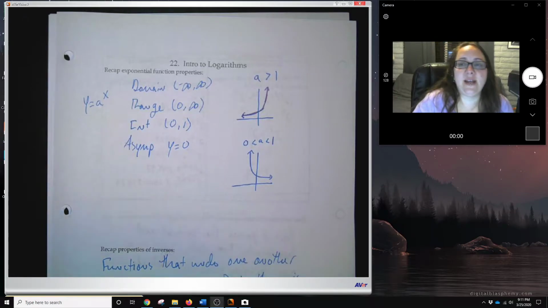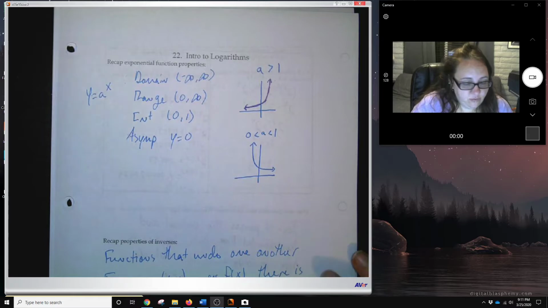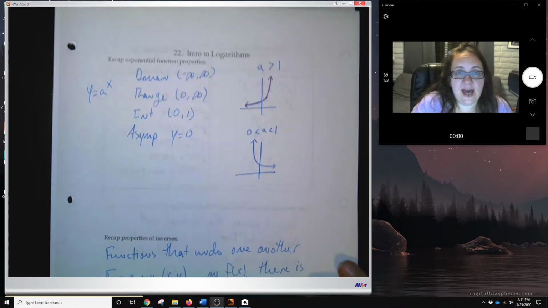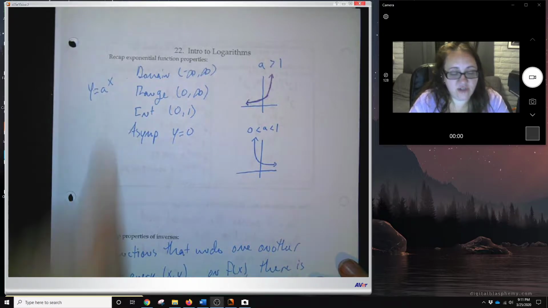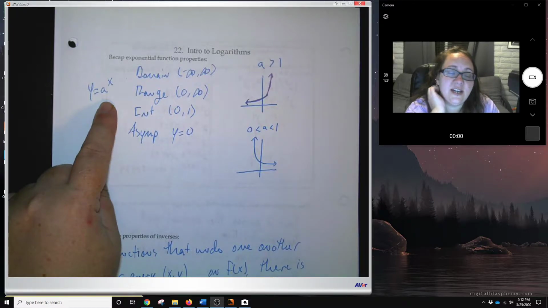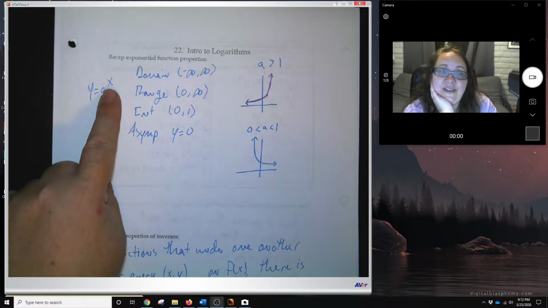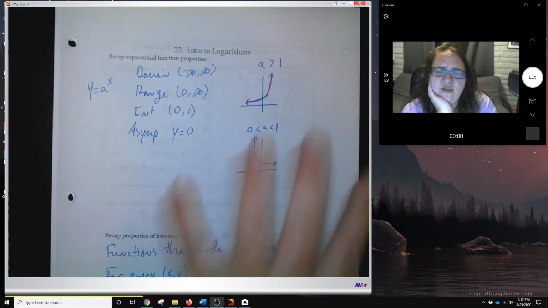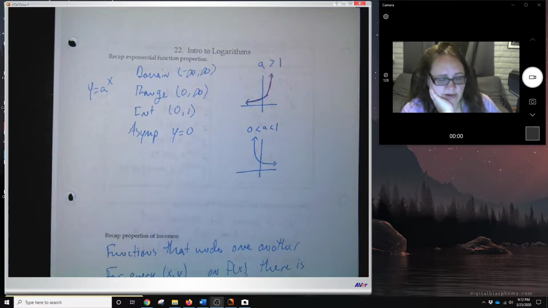Okay, so the next thing we're going to talk about are logarithms. A quick reminder before we start talking about logarithms that in the last set of notes we talked about exponential functions. The domain of an exponential is all real numbers, range is the positives, the intercept is at 0, 1, and it has an asymptote at y equals 0. An exponential function is when we have an x in a variable. These are our general shapes: if a is greater than 1, if a is in between 0 and 1.